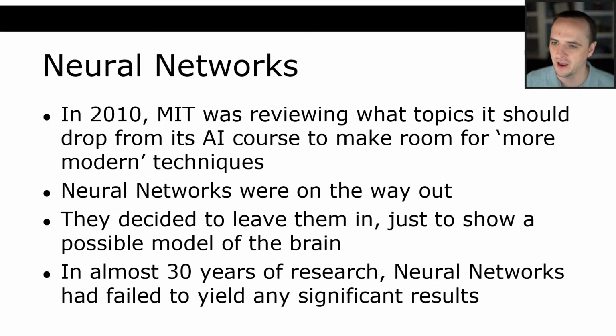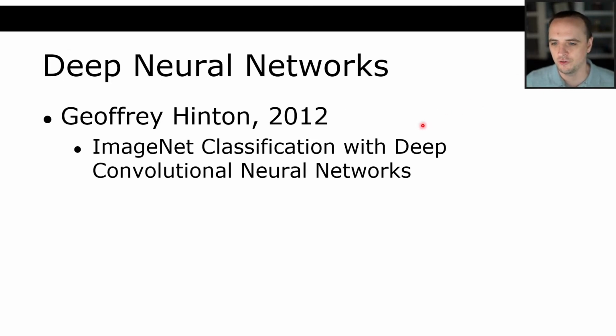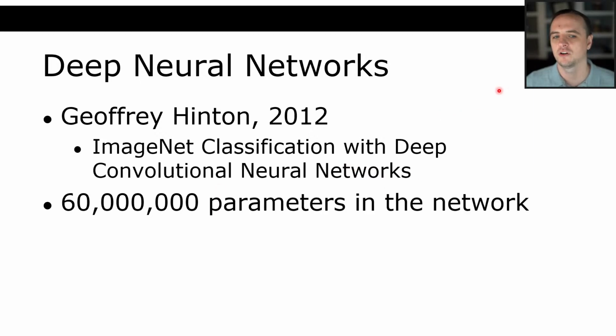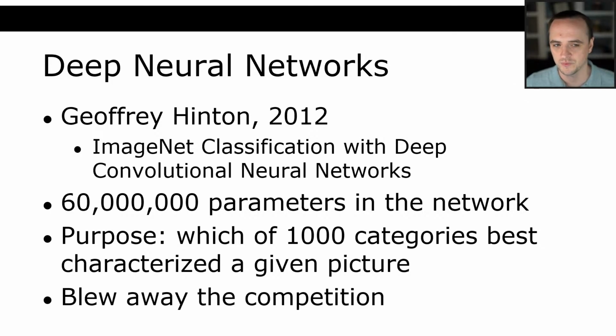But then something happened. Deep neural networks happened. And in 2012, this paper came out, by Geoffrey Hinton at the University of Toronto, on image classification with deep neural networks. And the neural network was gigantic. It used a ton of computation. And this ImageNet classification problem had 1,000 categories of images, hundreds of thousands of images, and you had to classify what the image was. And it absolutely blew away the competition.